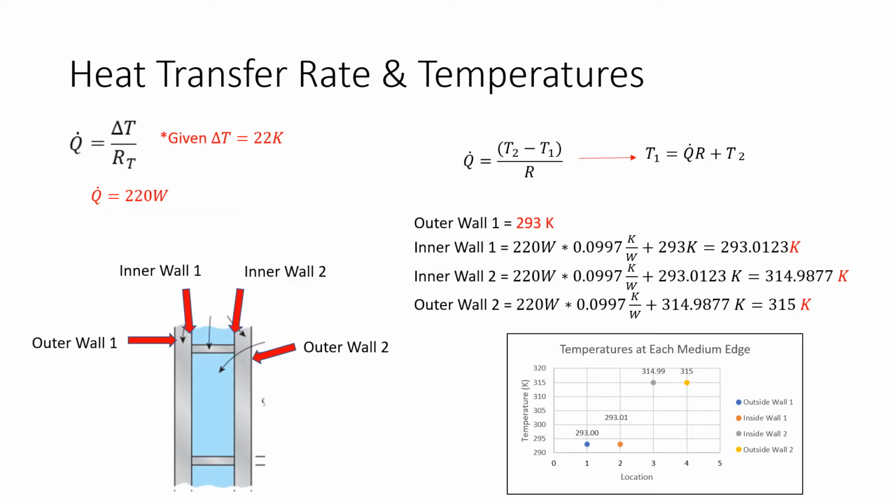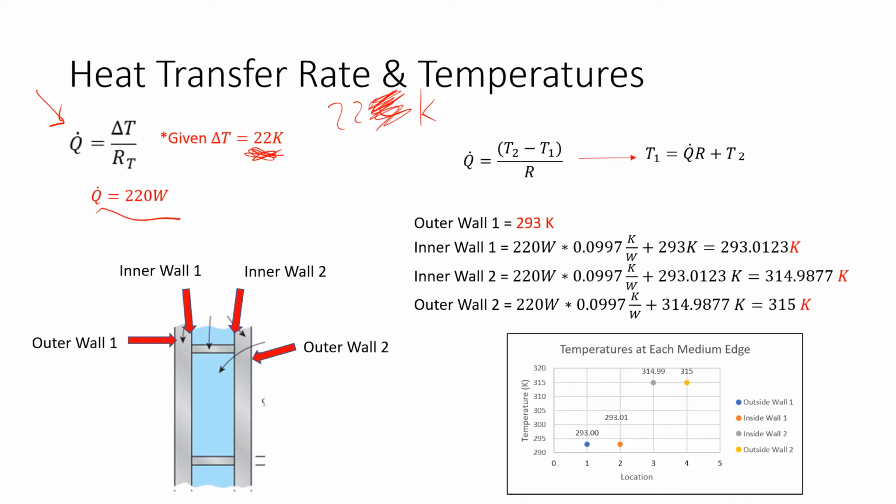Next, for our heat transfer rate, we use this equation right up here, which is Q dot is equal to change in temperature over total resistance. I'm given the total change in temperature, which is 22 Kelvin. It actually says in the problem that the difference is 22 degrees Celsius. Because it says difference, the difference is the same thing in Kelvin. So we're going to have Q dot equal to our 22 Kelvin divided by the resistance that we found in the other slide, and it comes out to 220 watts.